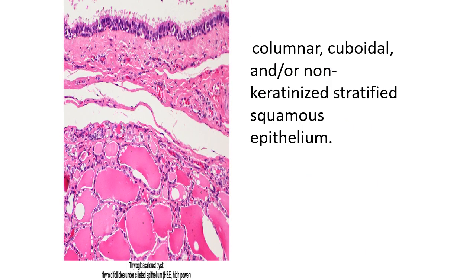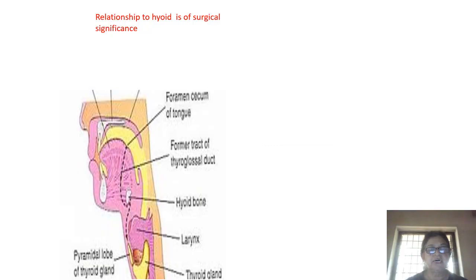Now, what exactly? You will find columnar cells, they may be stratified. You see the nuclei at different levels, and they are ciliated also, but not keratinized. And then you find the thyroid follicles. This is what the cyst will be comprised of.